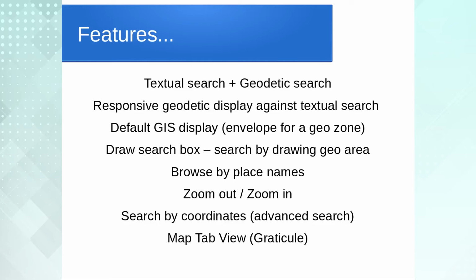It provides a default GIS display by taking India as a whole as an envelope. The user can draw a search box to limit a particular place. They can browse by place name, zoom in and zoom out, and also search by coordinates by giving coordinate values. And inside the resource, after retrieval, they can also see the graticule, that means the square field representation of a given map, in the map tab view.